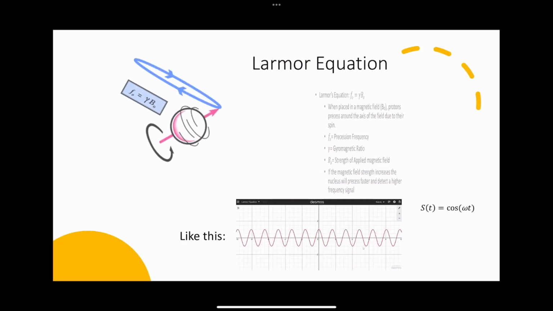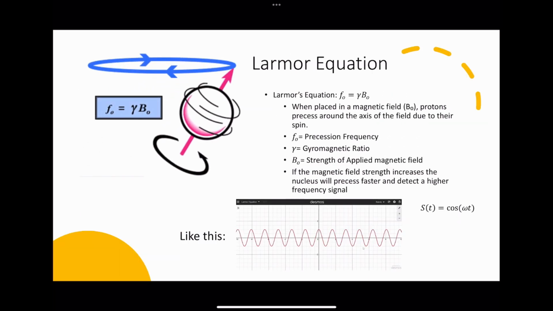Larmor's equation reveals critical insights into proton behavior in MRI. When placed in a magnetic field, B0, protons precess around the axis of the field due to their spin. Notably, a difference in gyromagnetic ratio means protons precess at different frequencies in the same field. Moreover, as the strength of the magnetic field increases, the precession frequency also increases. This results in stronger signals at higher frequencies, enhancing efficiency in signal detection by MRI devices. As you can see in the Desmos graph, it is still represented sinusoidally, as with the previous Lenz's law.